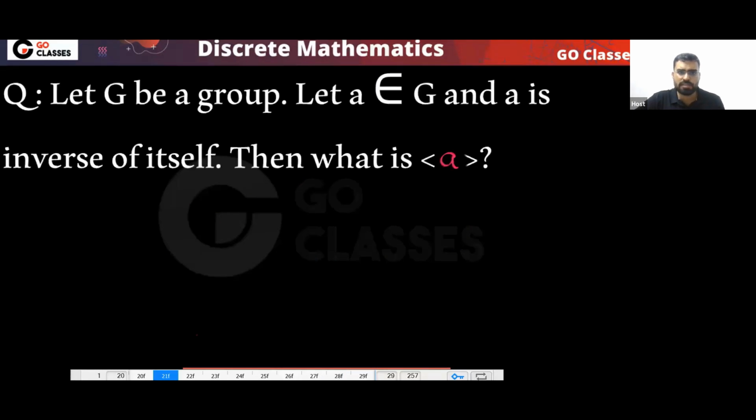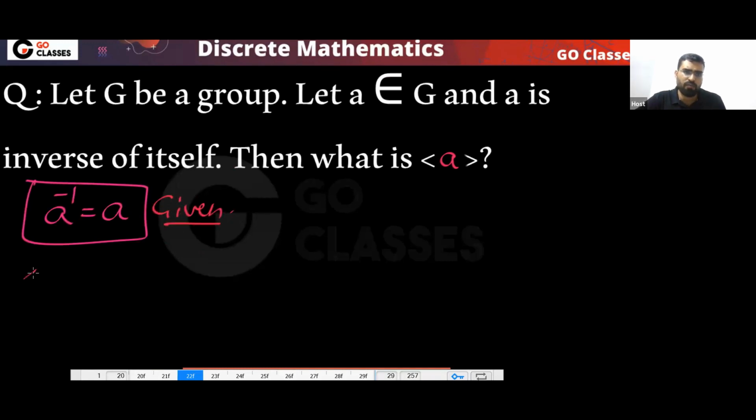Now tell me about this. If A is such an element, this information is given to you. Now tell me what this will be. This will be A power 0. What is A power 0? Anyone want to tell me? That is always the identity element. You don't have to think about it. This will always be the identity element.